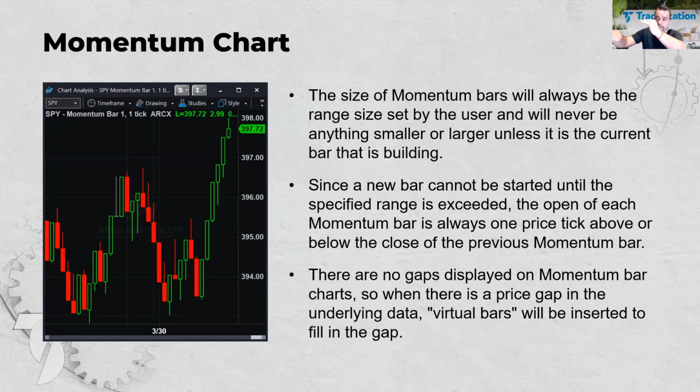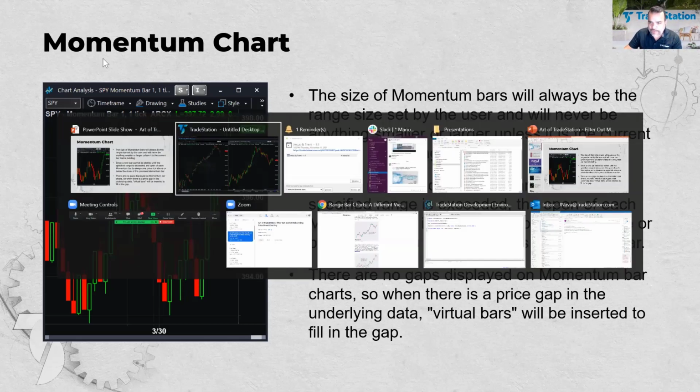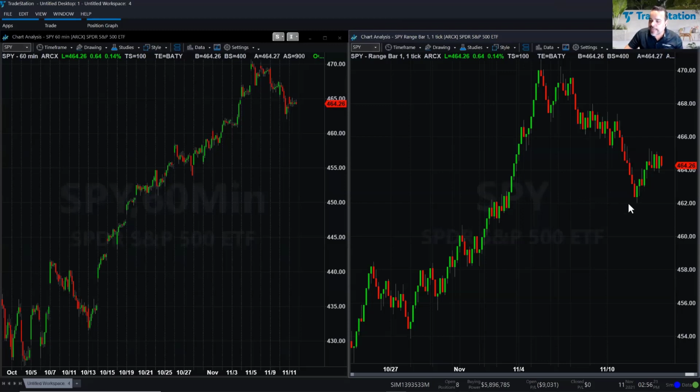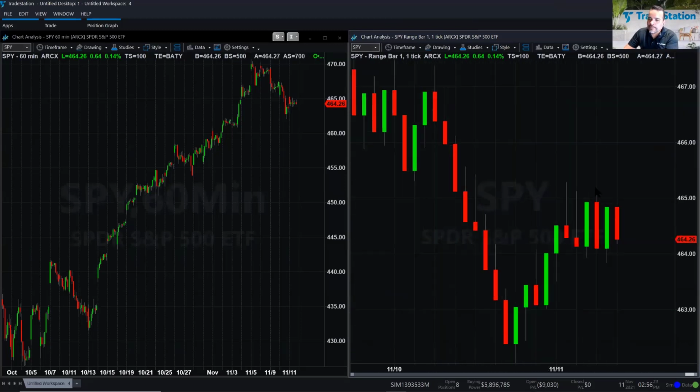So the closing price and the opening price of one bar to the next is going to be exactly the same. Do we want to confirm? For sure. Let's go here to range. Let's look at the bar prior to the one we're building. The closing price here is $464.84. The open of the next one is $464.84. Exactly the same price, because it doesn't wait. It meets the range, it goes on to the next one.